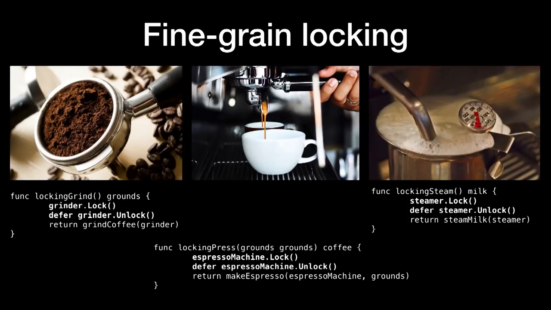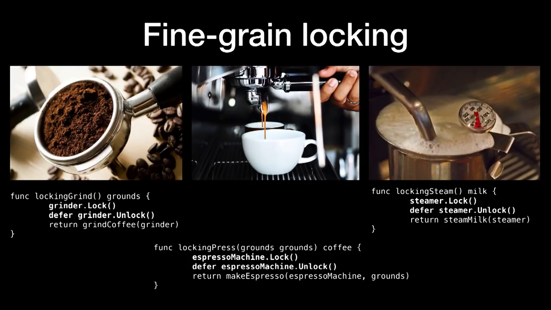In the real world, different people can use different machines simultaneously, as long as the kitchen is big enough. One person can use a grinder while another makes espresso and a third can steam their milk. Now, this isn't a traditional coffee shop with baristas behind the counter. This is more like a self-serve coffee kitchen where anyone can use any machine. We'll come back to the barista model later.